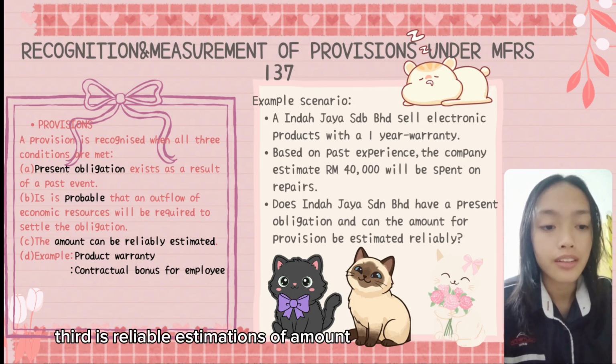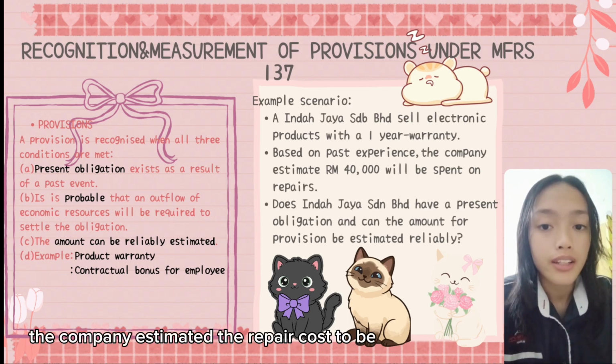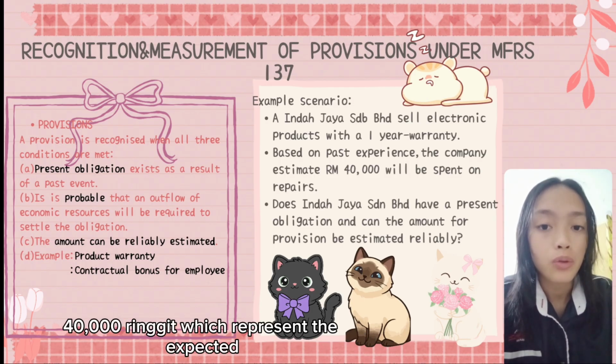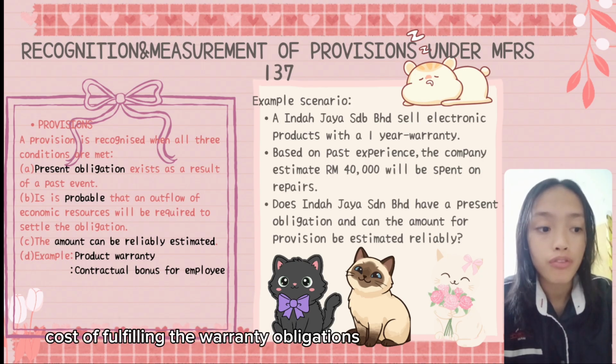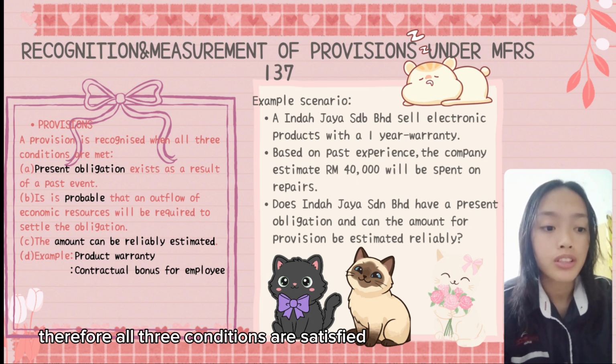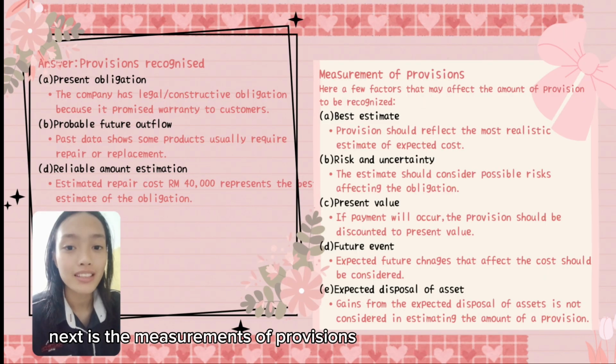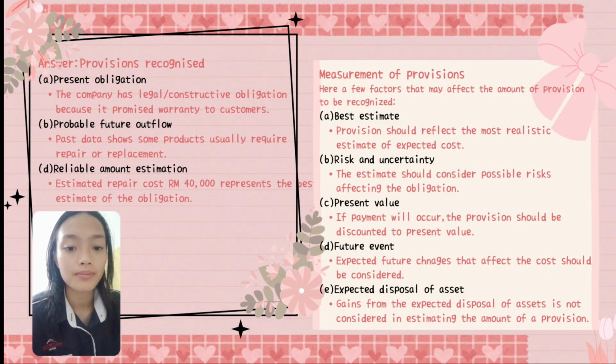Third is reliable estimation of amount. The company estimated the repair cost to be 14,000 ringgit, which represents the expected cost of fulfilling the warranty obligations. Therefore, all 3 conditions are satisfied and the company should recognize a provision. Next is the measurement of provisions.